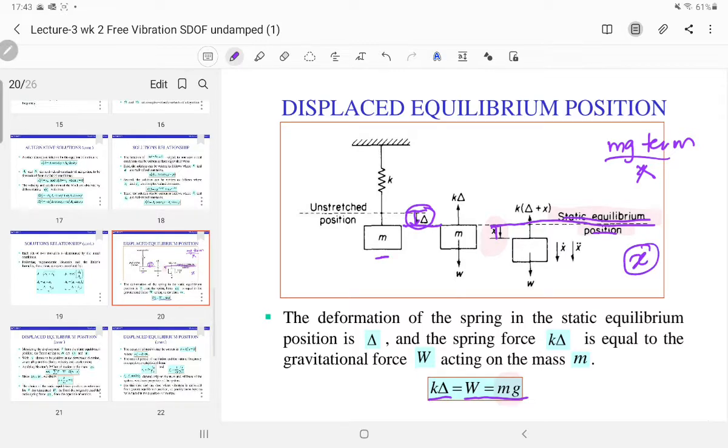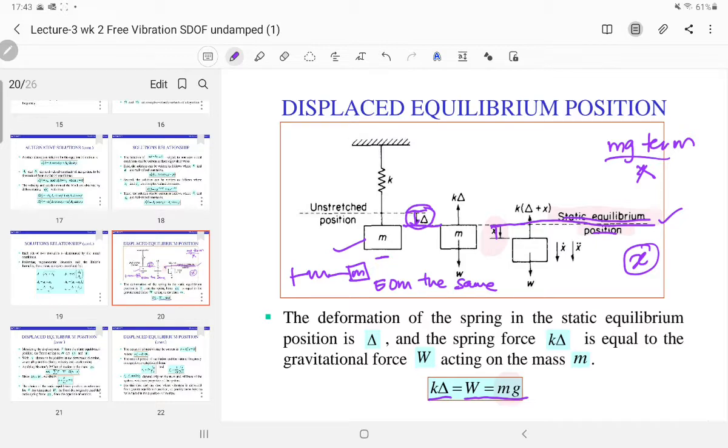So that's why in all our equations, whether the mass is in this position or the mass is in this direction, both equations of motion should be the same. There is no effect of gravity, because in both cases we are measuring from the static equilibrium position.